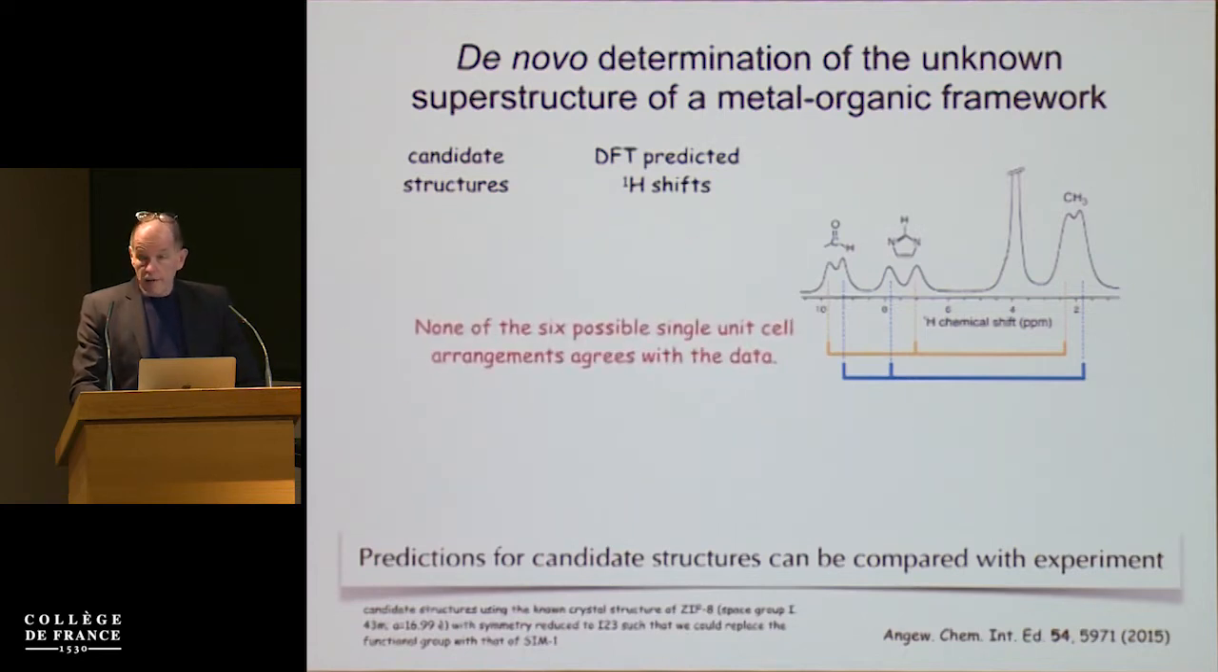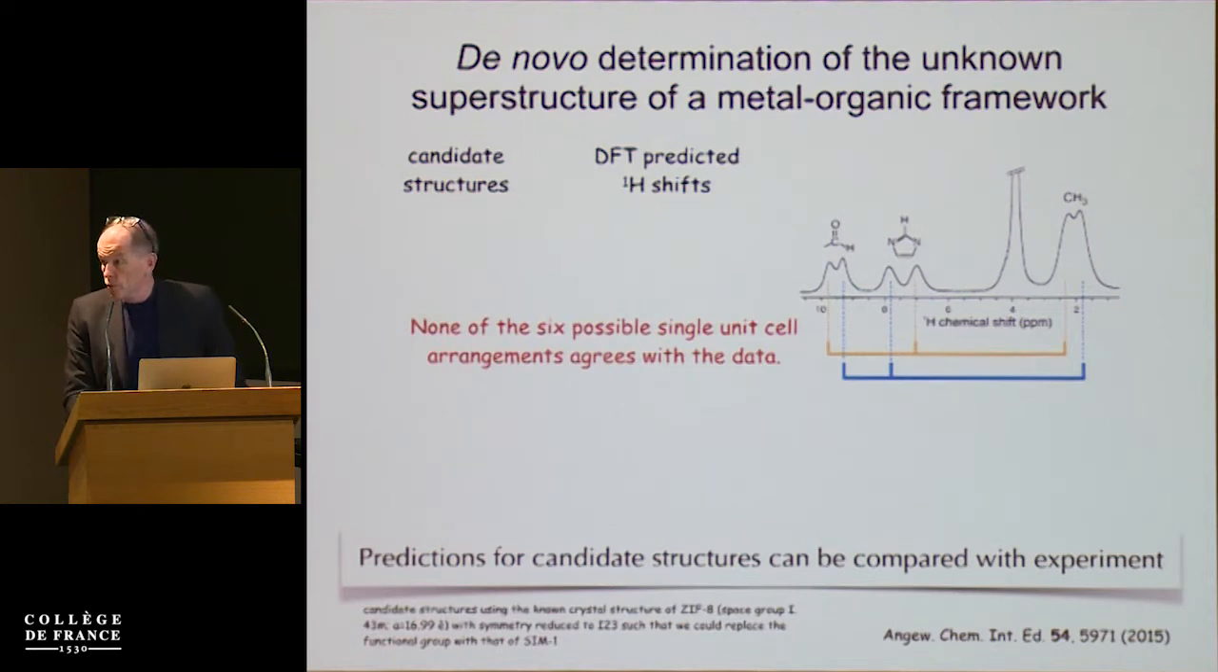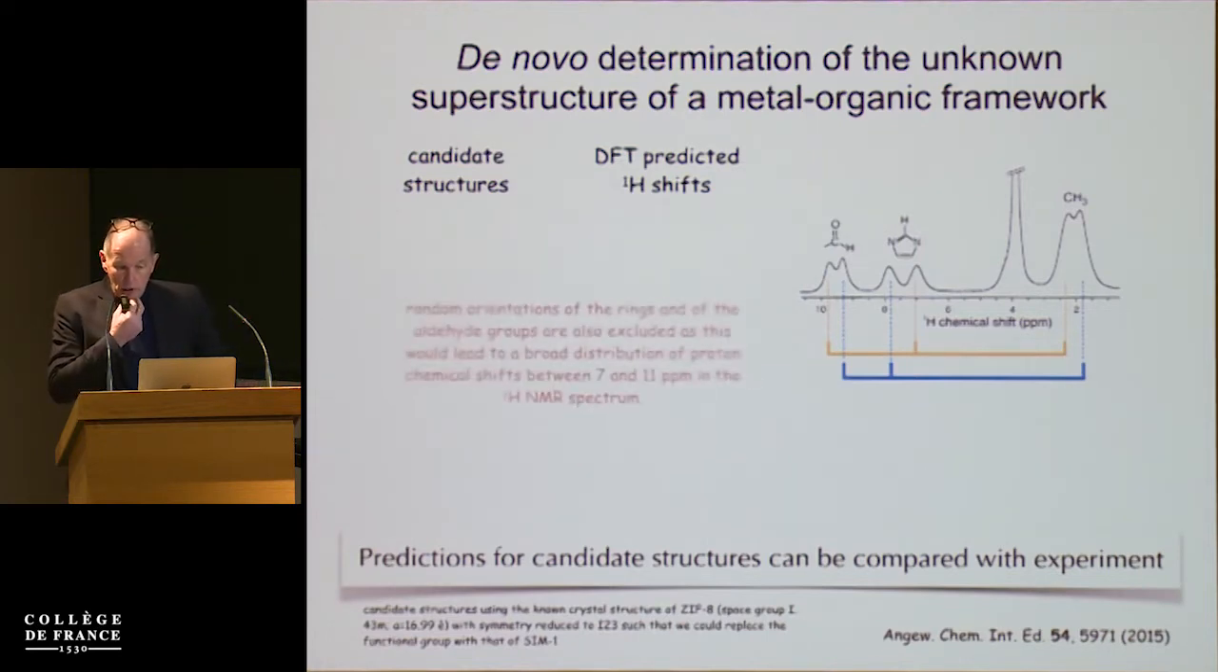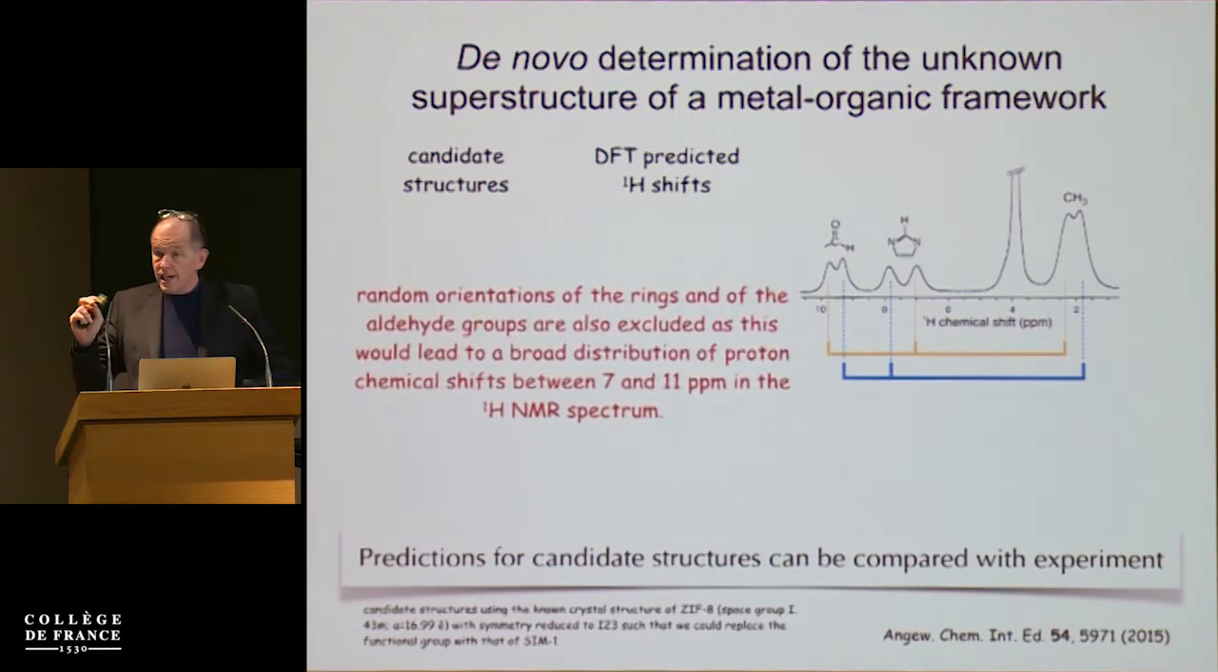Okay, so actually none of these single unit cell arrangements agrees with the data, and this explains why you couldn't solve the structure by X-ray. It's not actually a simple unit cell. And so we have to think, okay, well, what could it be? It could be disorder. I've always said if we just had random orientations, that would lead to broad lines in my spectrum. And again, it's very clear that's not the case. So it's not a random distribution of a disordered structure.